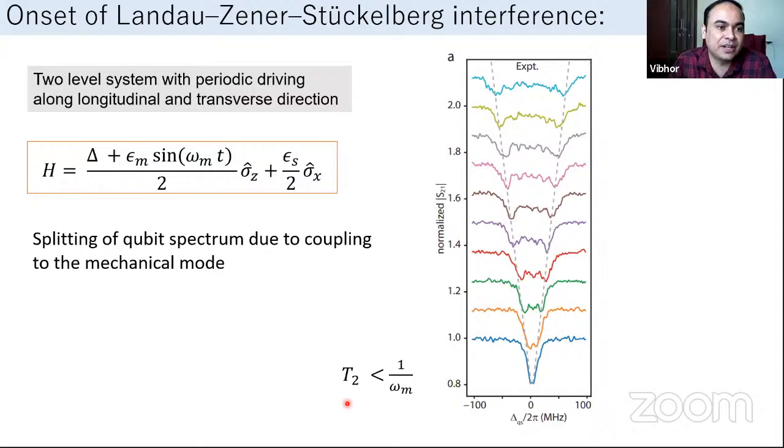Okay. So when we carry out spectroscopy measurements on the qubit, what we see is that as we increase the optomechanical coupling, the qubit spectrum splits into two peaks, and in between there are multiple fringes. Okay, so as we go from bottom to top, the term g_EM here, indicating the optomechanical coupling rate, is increasing. Okay, so the system we are looking at is a two-level system like the transmon qubit, which is driven simultaneously in longitudinal and transverse directions.